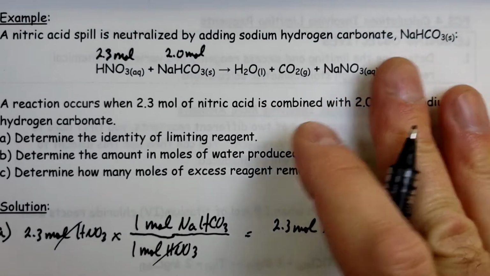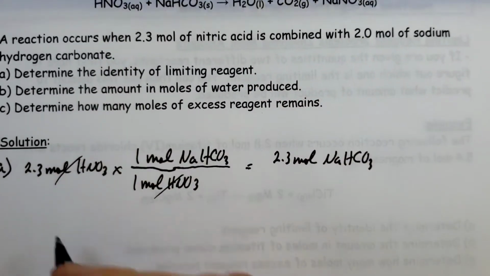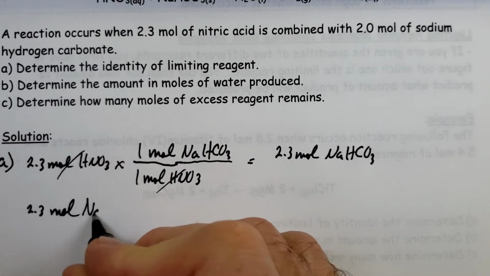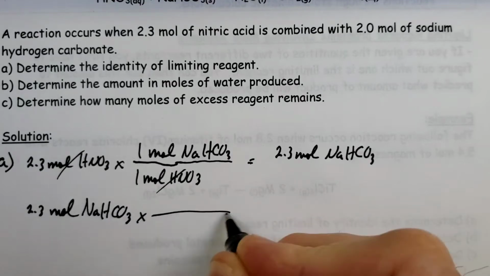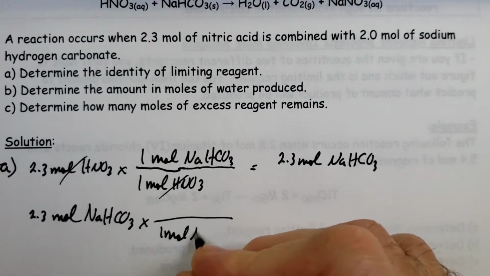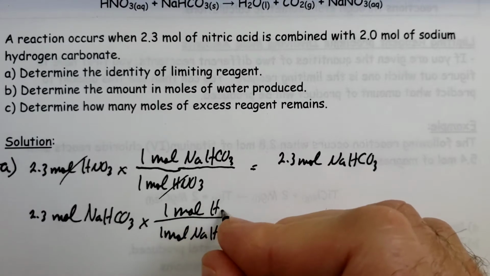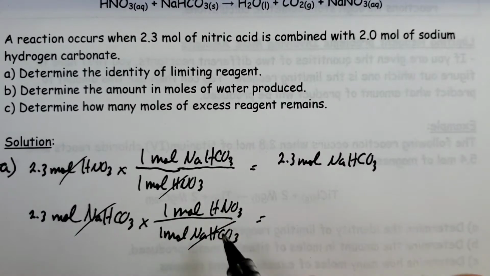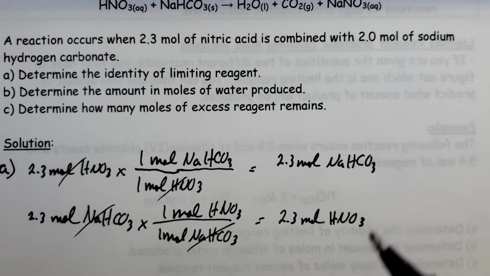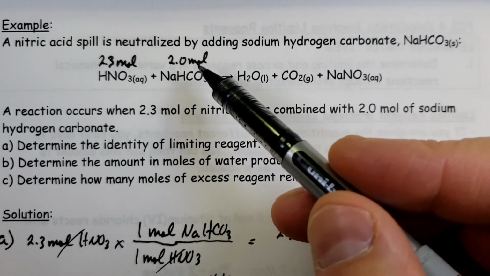Or looking at it vice versa, what if I had tried to use the 2.0 moles of sodium bicarbonate first? And of course, 1 mole requires 1 mole. So 1 mole of sodium bicarbonate requires 1 mole of nitric acid. Again, the units cancel. Hey, and we get the same answer here. Now, we didn't have to actually go through that. You should likely have a statement saying that since it's 1-to-1, whichever one is smaller is the one that's going to get used up.